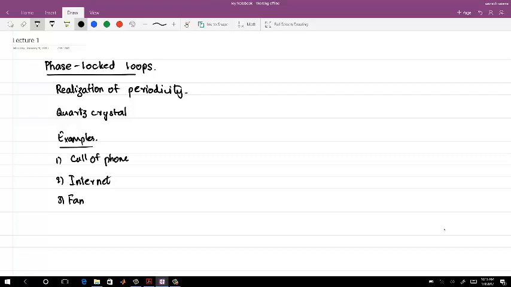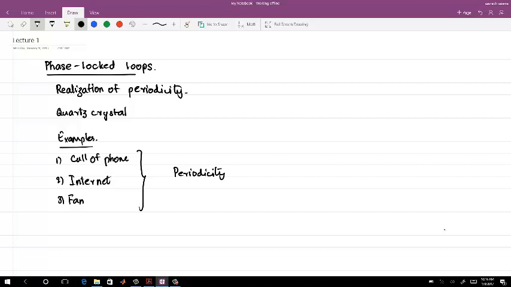So in all these cases, what happens is that, other than the fan, which is more on the mechanical side, I would say you have some kind of source which gives you a periodic output, and then there is some kind of feedback in the system, which ensures that you always produce a periodic output, irrespective of what happens in the surrounding.